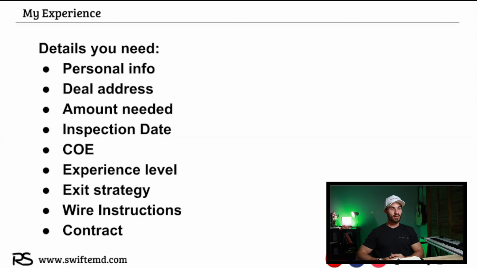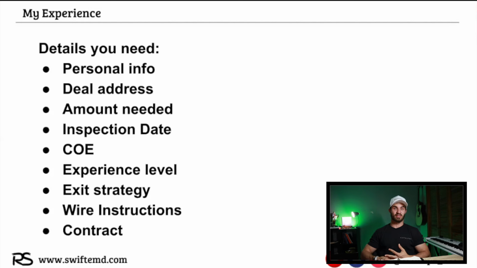But the amount needed. Inspection date or inspection period. We will go into this in depth tonight, so don't worry about that. These are the details we need from the wholesaler, correct? The person needing the EMD. Correct, yes. These are the details you get from the wholesaler as the lender that they should be submitting to you.